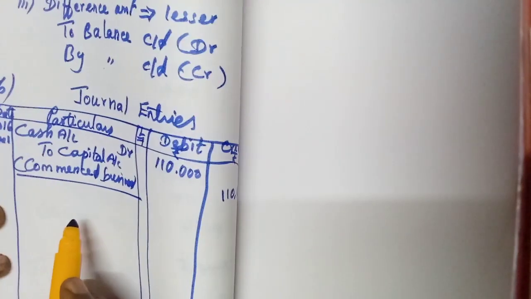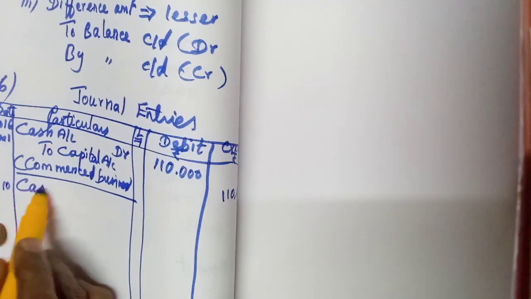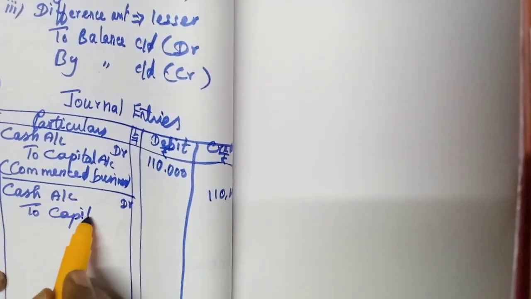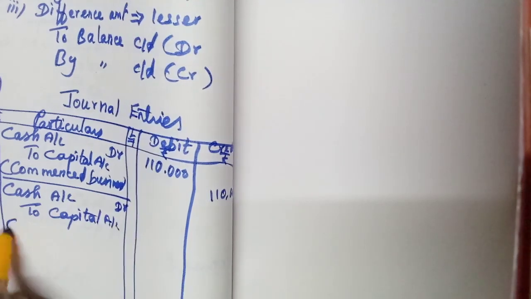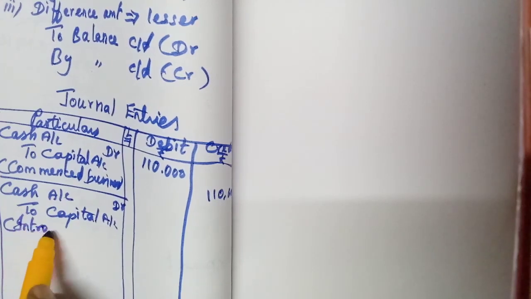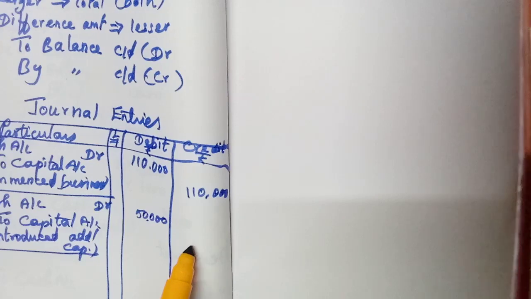First entry done. Next, introduced additional capital. Again, same journal entry. Date you write 10. Cash account debtor to capital account. Again, what is the narration? Introduced additional capital. You write full words. Amount 50,000.